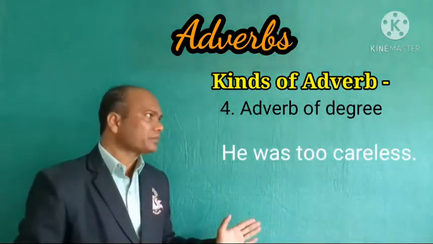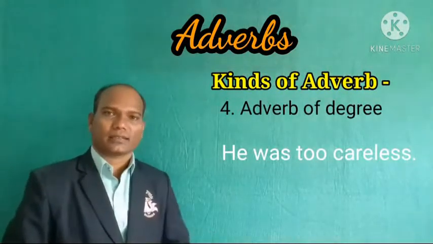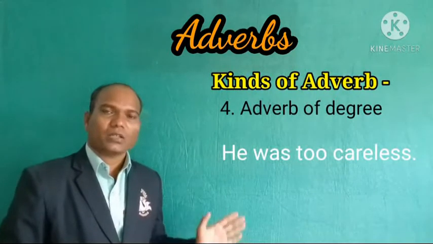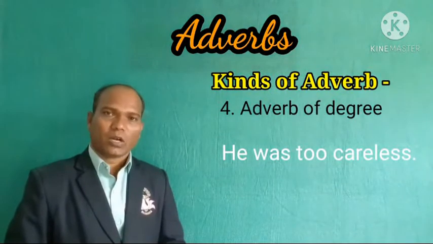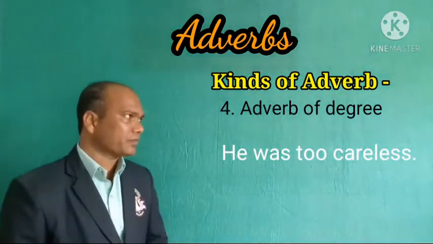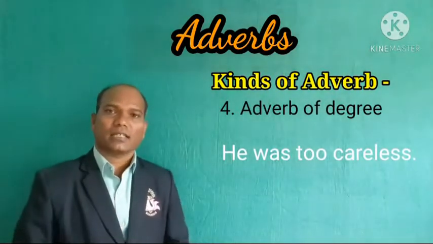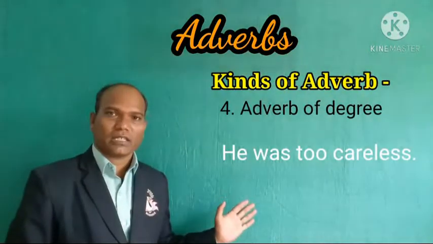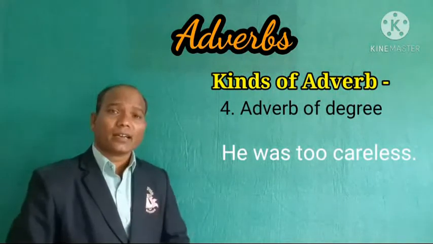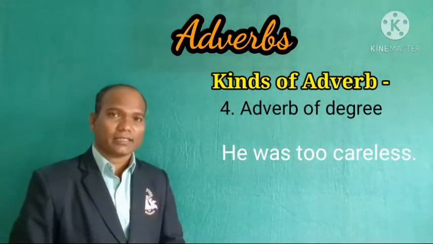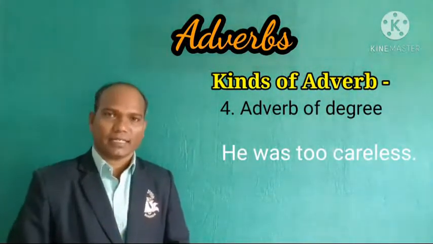Next example, he was too careless. In this sentence, the word too is an adverb of degree because it shows the degree of an action of its verb. It also answers the question how much. For example, how was he careless? Answer: too careless. That's why too is also an adverb of degree.